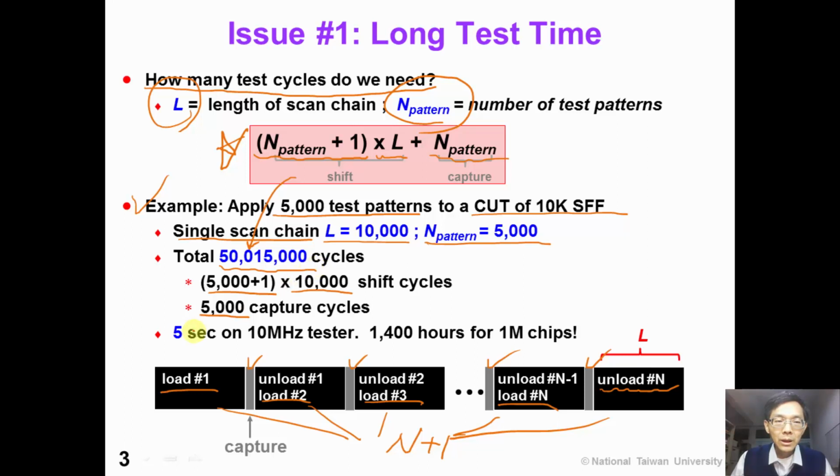This is approximately 5 seconds on a 10 MHz tester. This is quite a long test time. If we want to sell 1 million chips, then we will need 1,400 hours to test them. This is a very long time and the test cost is very high. So how can we improve it?